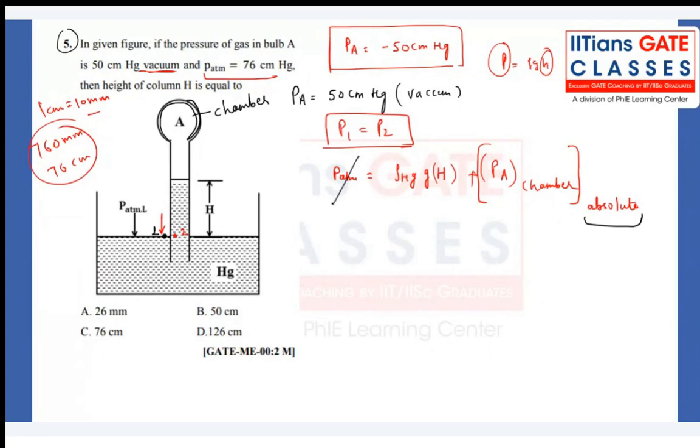I should take it as zero if I want to measure the gauge pressure. But I cannot take it as zero for absolute pressure; I need to add it. You might have some other value, let's say the height of the liquid is zero here, plus PATM you are adding. If you are measuring the absolute pressure, definitely you have to add the PATM. And what is the PATM value? 76 centimeter, right? And what is the height we have to calculate? H, because we have divided the whole term by rho g, so we are calculating in terms of that. And what is the chamber value? Minus 50.